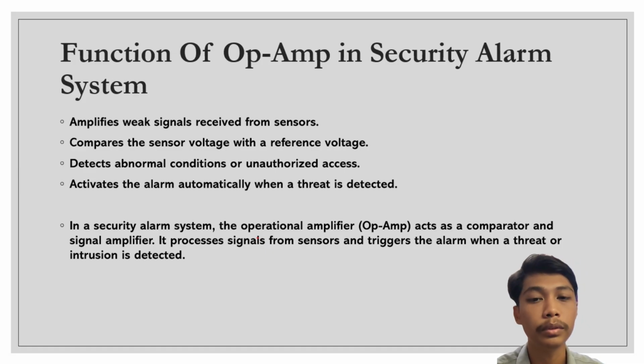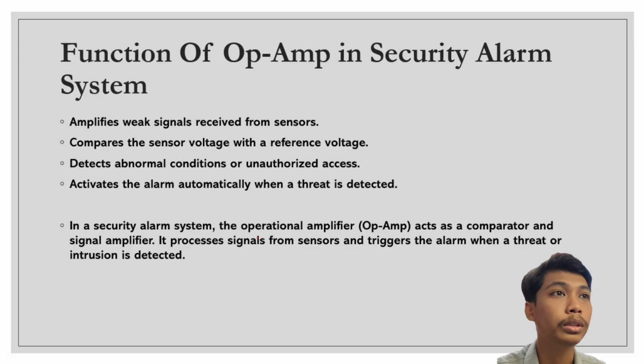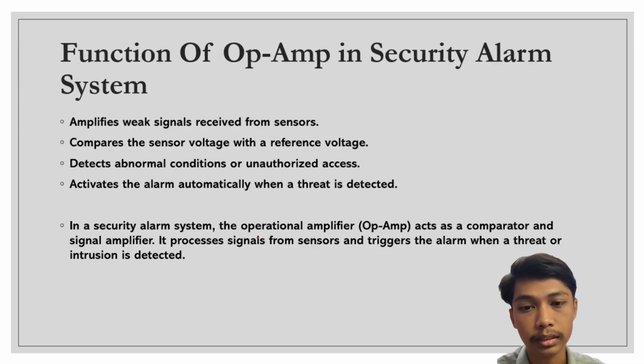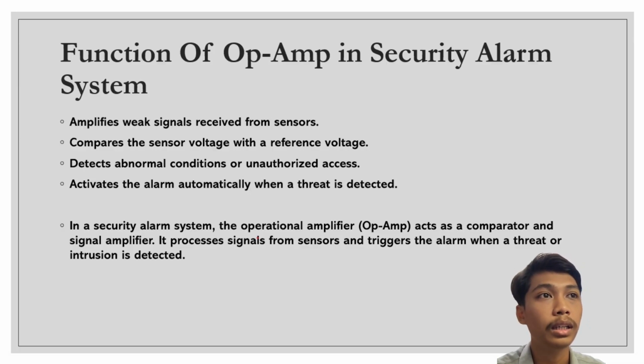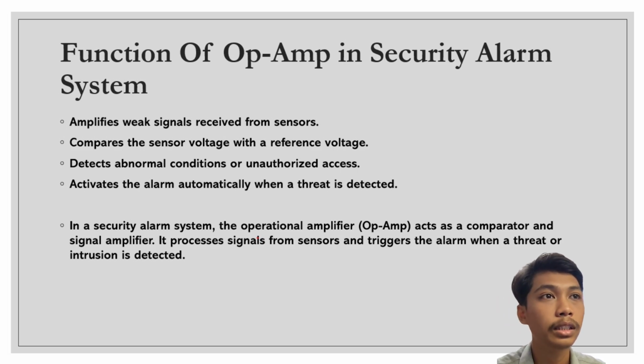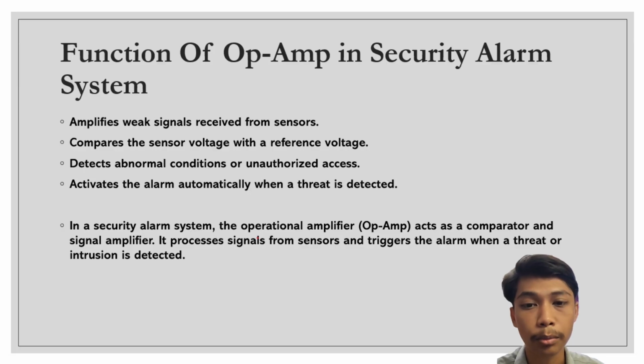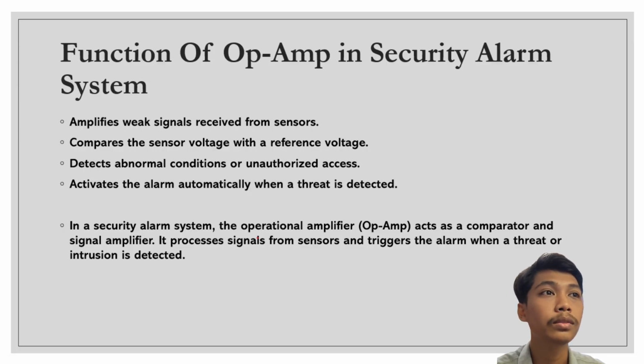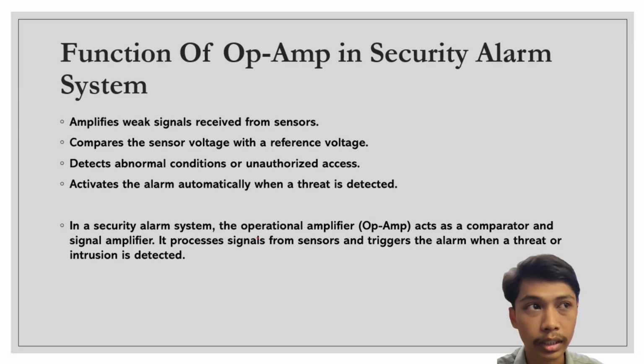The function is to amplify weak signals from the sensor, compare the sensor's voltage with the reference voltage, detect abnormal conditions or unauthorized access, and activate the alarm automatically when a threat is detected. In a security alarm system, the operational amplifier acts as a comparator and signal amplifier. It processes signals from the sensor and triggers the alarm when a threat or intrusion is detected.